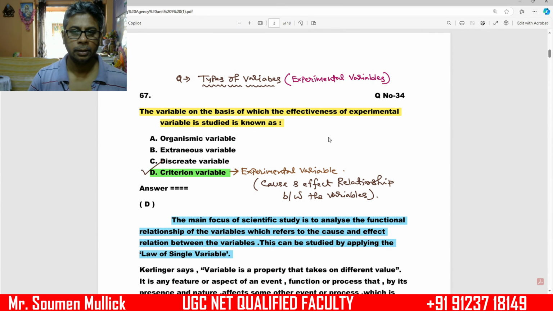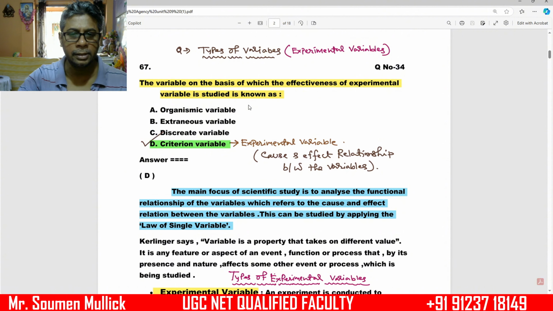Our next question, number 34. This question is based on types of variables, and this variable is based on experimental variables. The question: the variable on the basis of which the effectiveness of the experimental variable is studied is known as criteria variable.